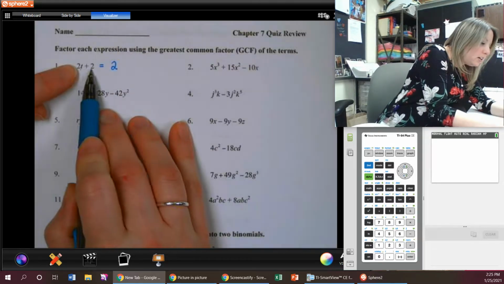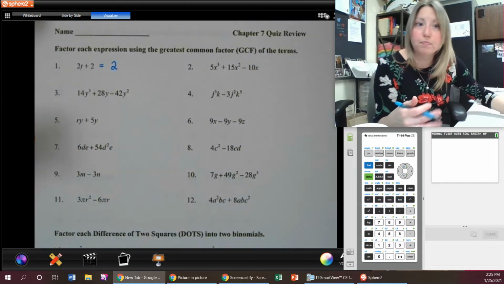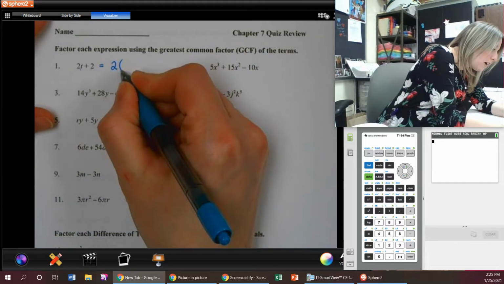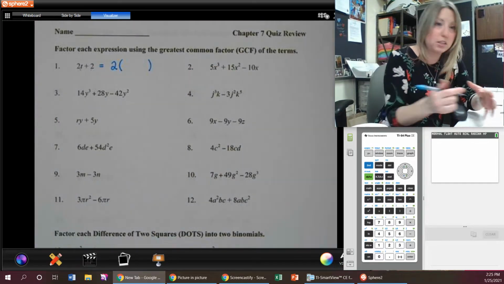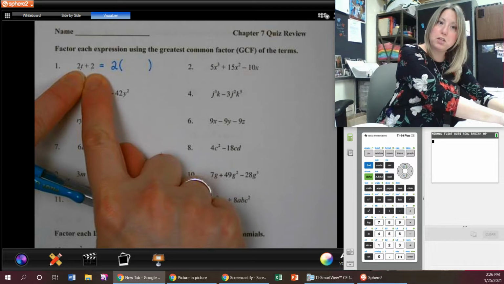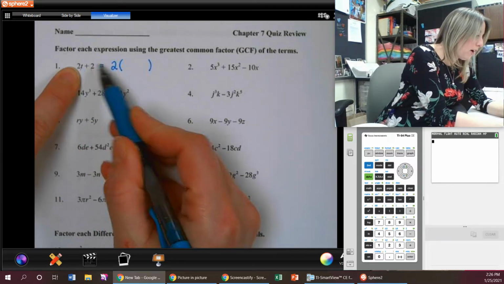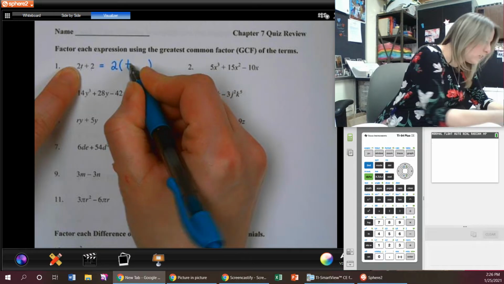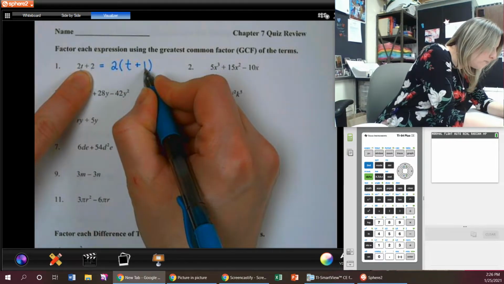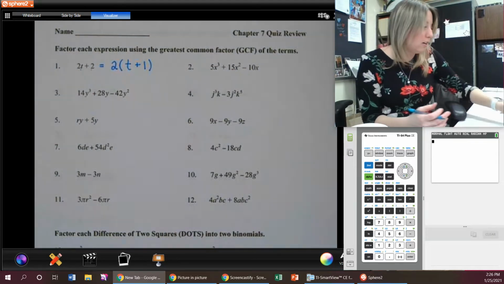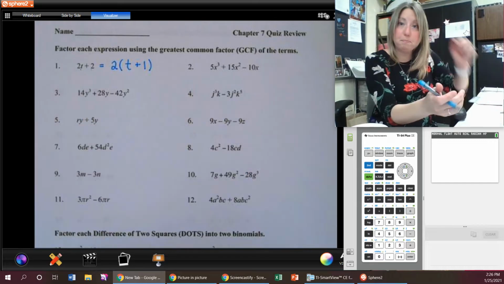Is there a t in both of these terms? No. So t is not a common factor. So now that I've got my GCF out here, I make an empty set of parentheses behind it, able to fit two pieces, because each of these pieces is now going to divide by 2. What's 2t divided by 2? It's 1t, or just t. What's 2 divided by 2? It's plus 1. And that's your leftover. GCF, leftover.